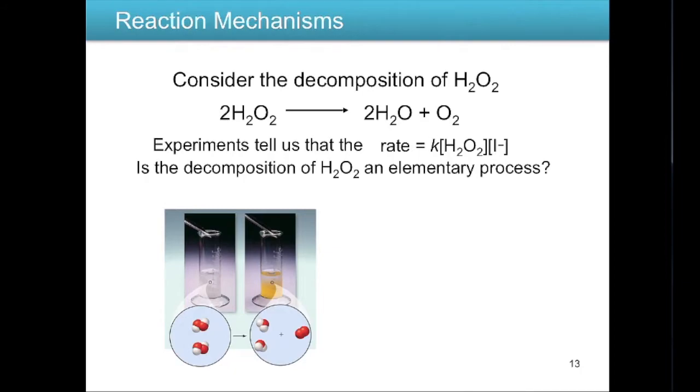Because if this was an elementary step, then what would the rate law be? Right? The rate law would have to be second order with respect to H2O2. And our rate law that we're given, that's observed, is first order with respect to H2O2. So the reaction at the top of the screen here is not an elementary step. The other clue to tell us that it's not an elementary step is that the rate law includes some iodide, whereas there is no iodide in the reaction above. So this is definitely not an elementary step, not something that happens in one collision.